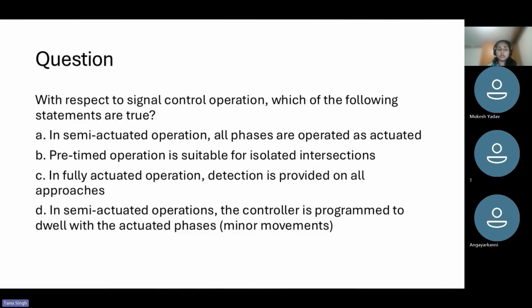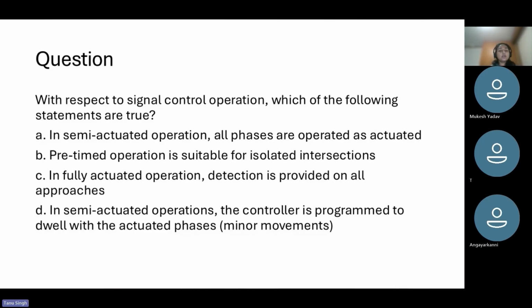Okay, so now let's go through the statements one by one. The first statement is, in semi-actuated operation, all phases are operated as actuated. That is wrong. Semi-actuated means that not all phases are operated as actuated. So this statement is false. The second statement is, pre-timed operation is suitable for isolated intersection. That is true, since pre-timed operation means that signal timing or signal length is fixed. Therefore, that is suitable for isolated intersection.